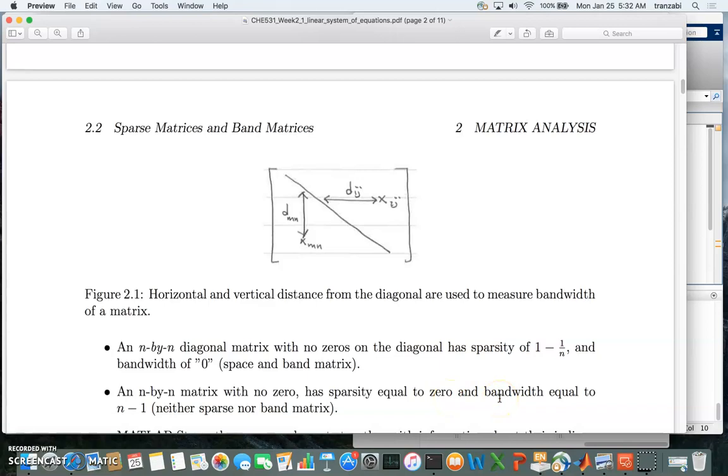Bandwidth is the maximum distance of the non-zero elements from the diagonal. If the matrix is full and every element is non-zero, then the maximum distance of elements from the diagonal is exactly equal to n minus 1. And that corresponds to the distance of the element in the first row and last column. So if you assume there's one element here, the distance of that element from the diagonal is going to be n minus 1 entries. And as such, the bandwidth is going to be n minus 1. Okay?